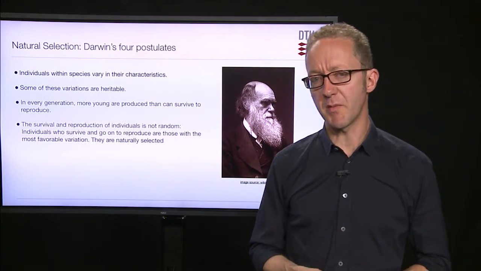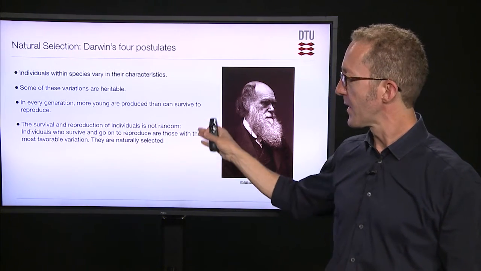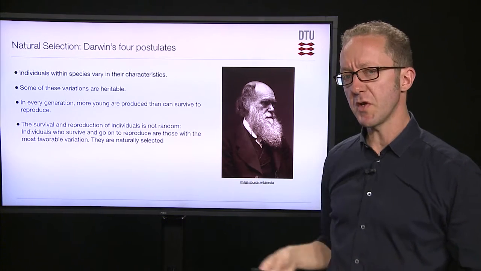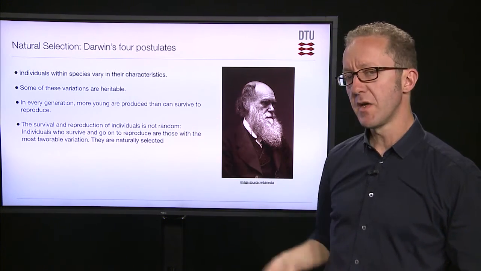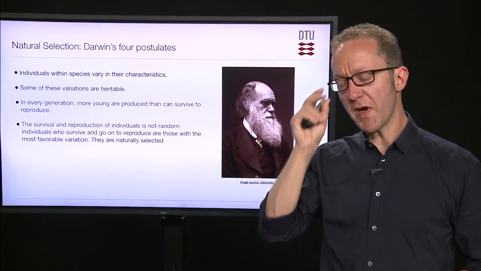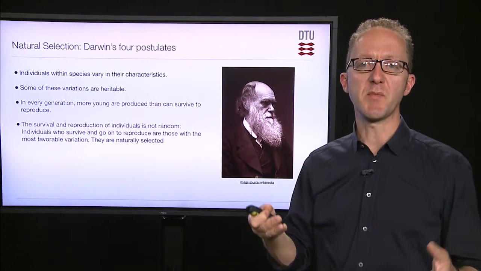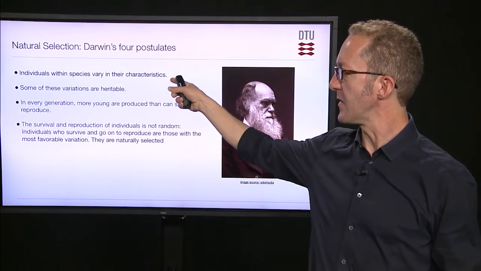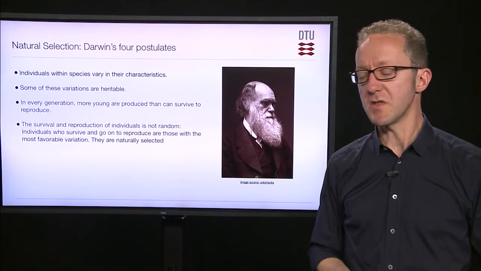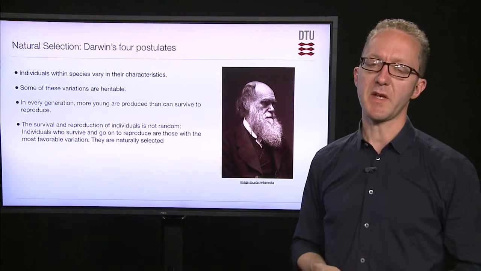Finally, postulate number 4, and this is the essence of natural selection, you would say. The survival and reproduction of the individuals that we just discussed is not random. Instead, those individuals that do survive and go on to reproduce are those that somehow have the most favorable traits, the most favorable variant in this diverse population that we discussed in postulate number 1. And they are the ones that are naturally selected.